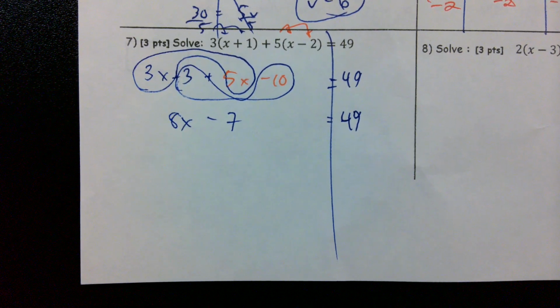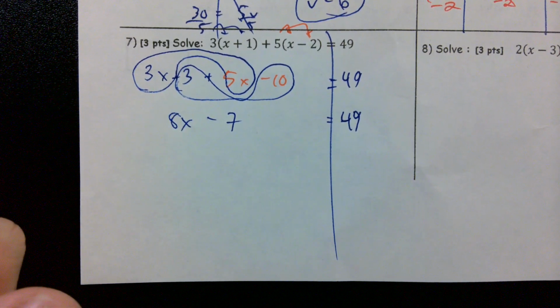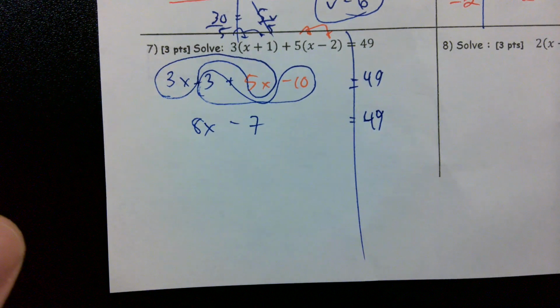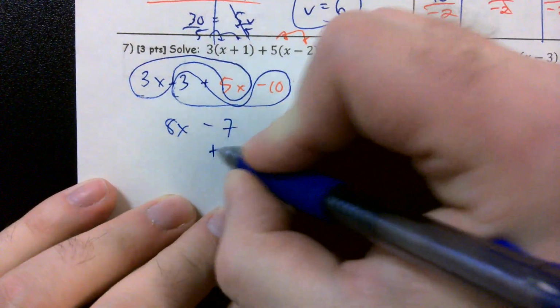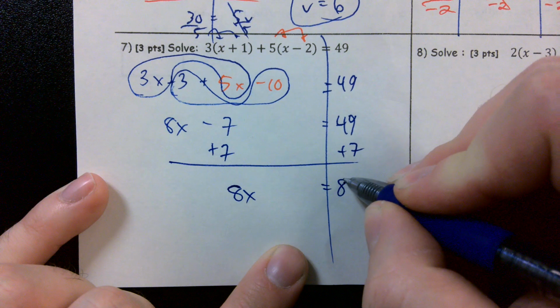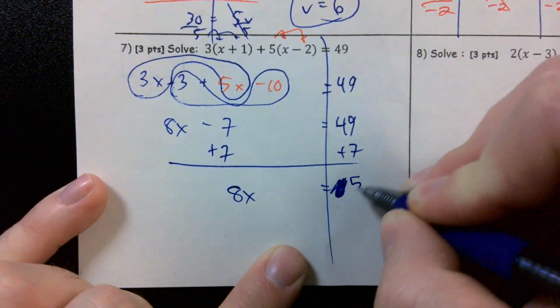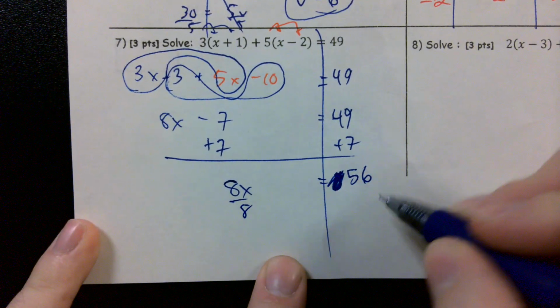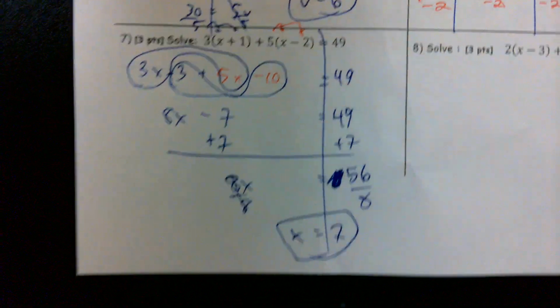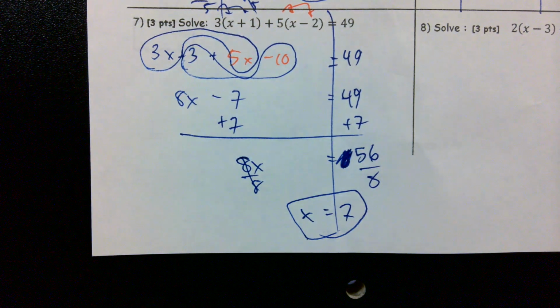Yep. Don't worry about plotting on the little number line. We don't have to do that for number 6. All right, I'm going to add 7 on both sides. I get 56 equals 8x. Divide by 8, and I get what? 7. X equals 7. Anybody get 7 for 7? Yep. Melanie, Arish, Ian. Good.